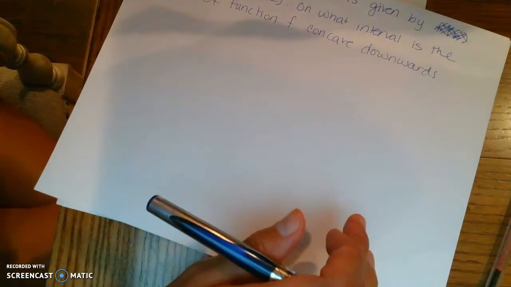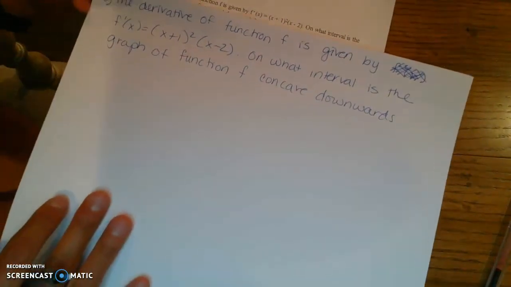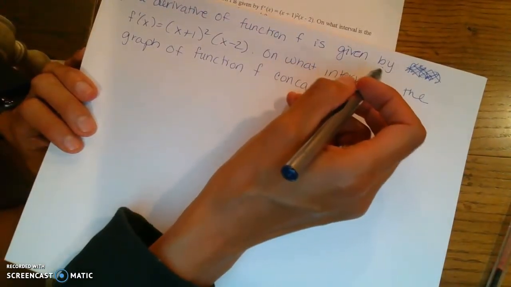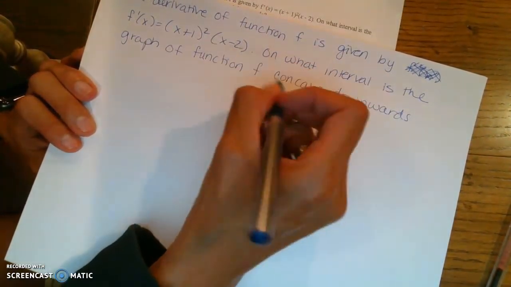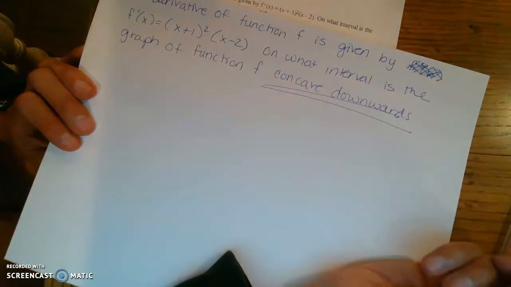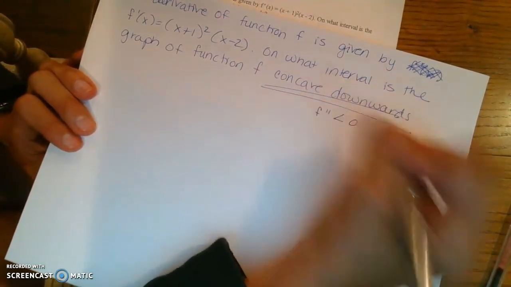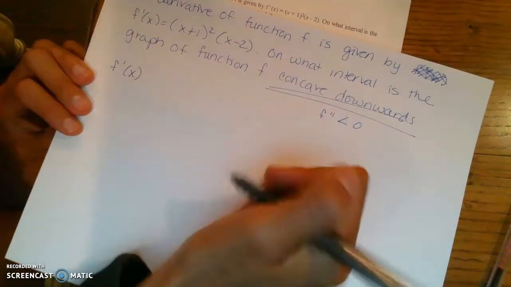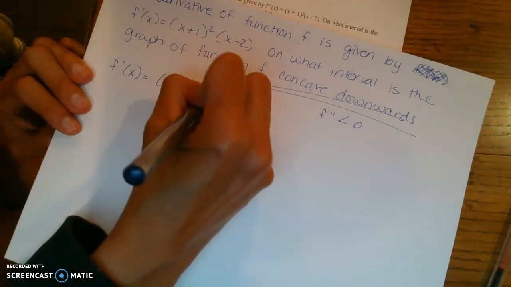Okay, next, when you look at number 8, it says the derivative of function f is given by, and they give you this function. On what interval of the graph is it concave down? Concave down, you know that that's the second derivative being negative. So you're just going to say, oh, they gave me the first derivative, so I don't have to take 2 derivatives, I just have to take 1 more.